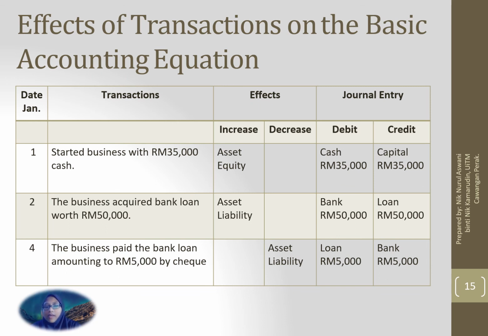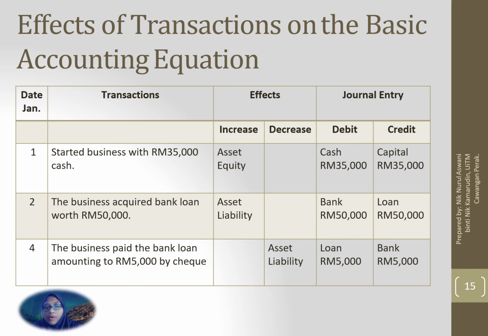Let's look at the next one. The business acquired a bank loan worth 50,000 ringgit. Acquired a bank loan meaning that the business asked for a bank loan, it is approved and they get 50,000 ringgit. So there is an increase in asset. At the same time, there is an increase in liability, an increase in their financial obligation, because they have to repay the amount in a period agreed by the bank.